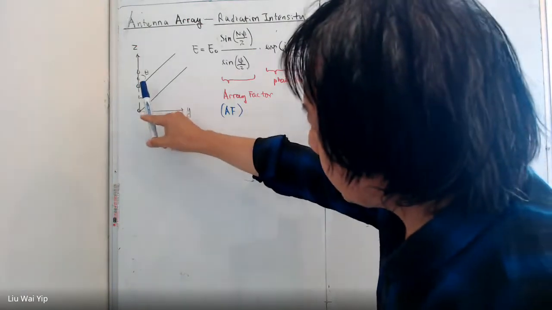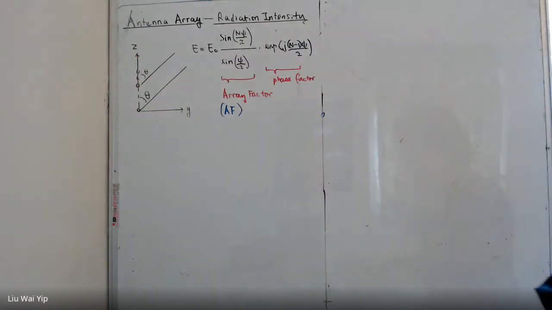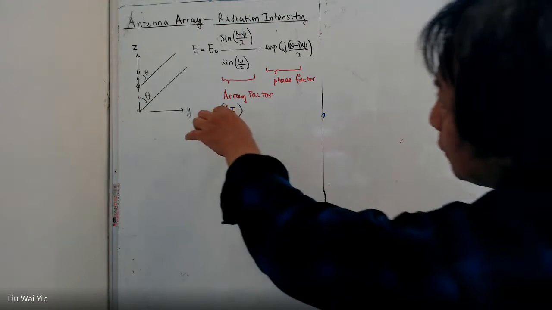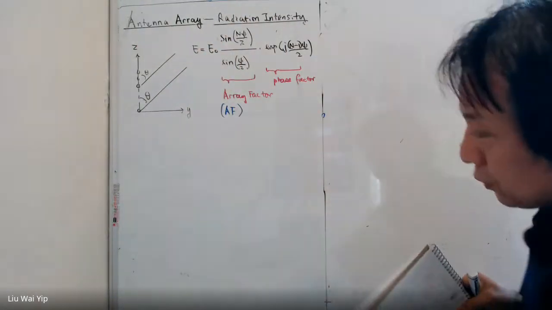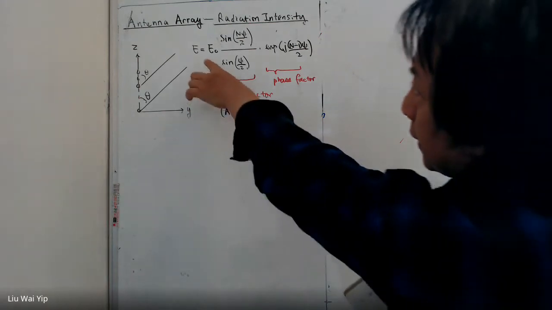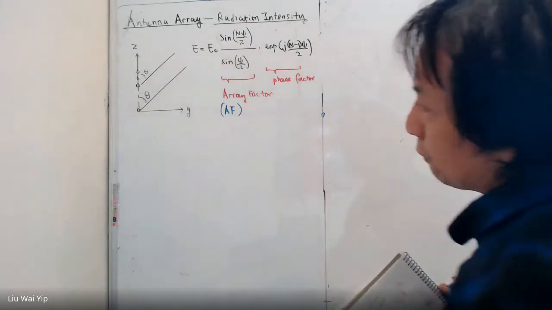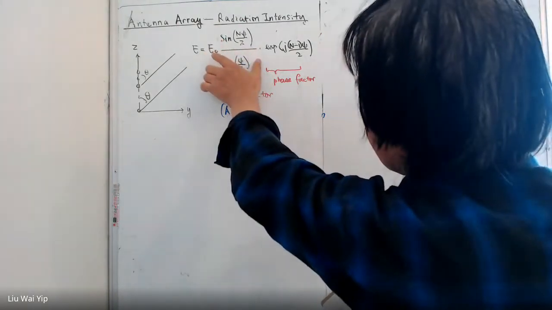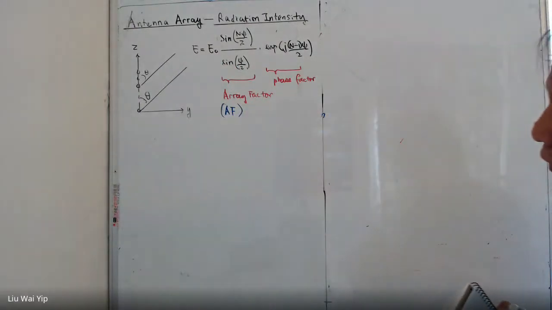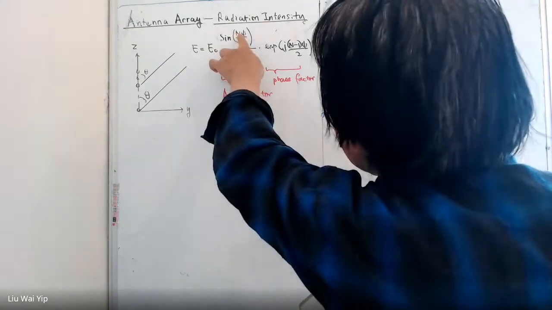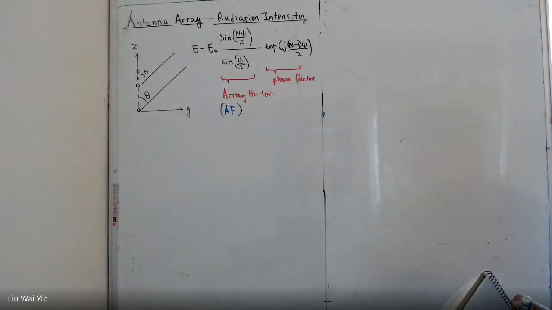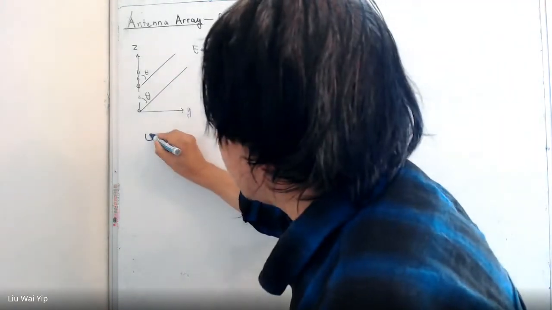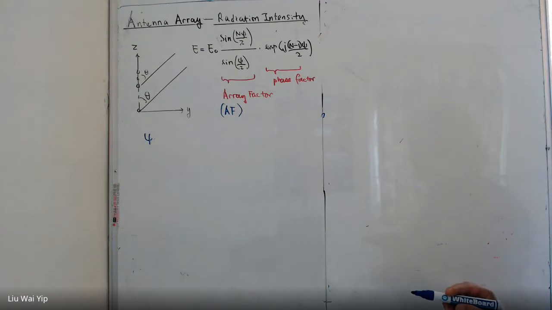Suppose we have an antenna array pointing to the Z direction. The total electric field that can be received in the far destination is given by E naught, the individual antenna radiation, and then times a factor. This factor is the so-called array factor: sine of n psi divided by 2, and then sine psi over 2. And what is psi? Psi here is the phase difference between two neighboring elements.